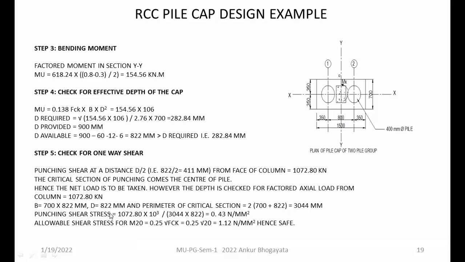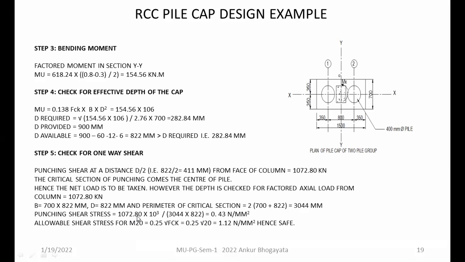So punching shear and allowable shear are being compared here, which you will go through accordingly. You can understand that comparison also later on. However, it is safe, so it should not be a problem because we have adopted a good amount of thickness here. You can see this 3044 is the periphery at the critical section, and 822 is the effective depth. We are not considering total depth, but we are being on the conservative side. We are taking the effective depth only.